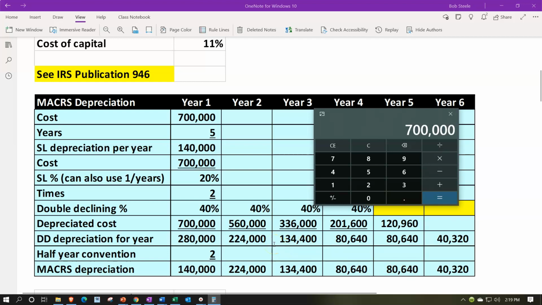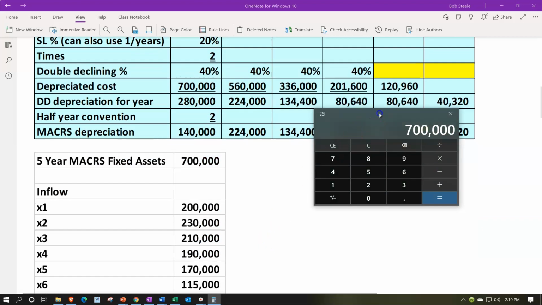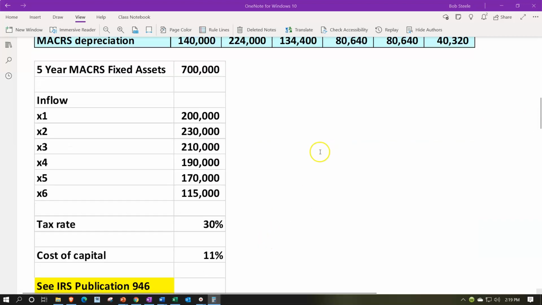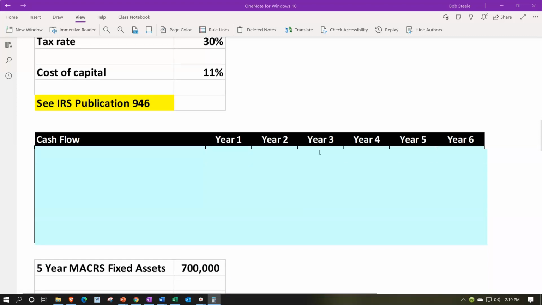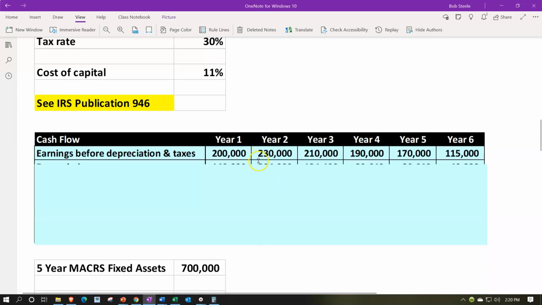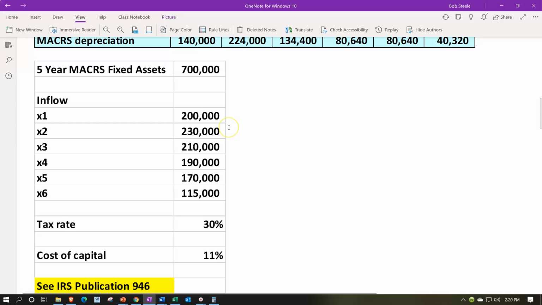That's important not because we're converting to an accrual basis for our calculations here, but because there's going to be a tax impact, which has a cash impact based on this depreciation. So once we have this, we can then figure out the tax impact. We're assuming we have these cash flows that we expect to be happening from year 1 to 6 in order for us to put down that 700,000 to get the equipment, the 5-year MACRS fixed asset.